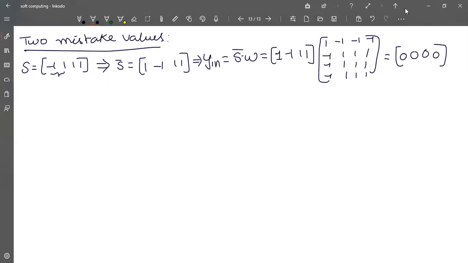It means that since our net input has all values of 0, our obtained y value will become 0. If it is equal to 0, we will get minus 1, right? So minus 1, minus 1, minus 1, minus 1. Did we obtain the correct response if we perform two mistakes in the given input value? No. We didn't obtain the correct response.